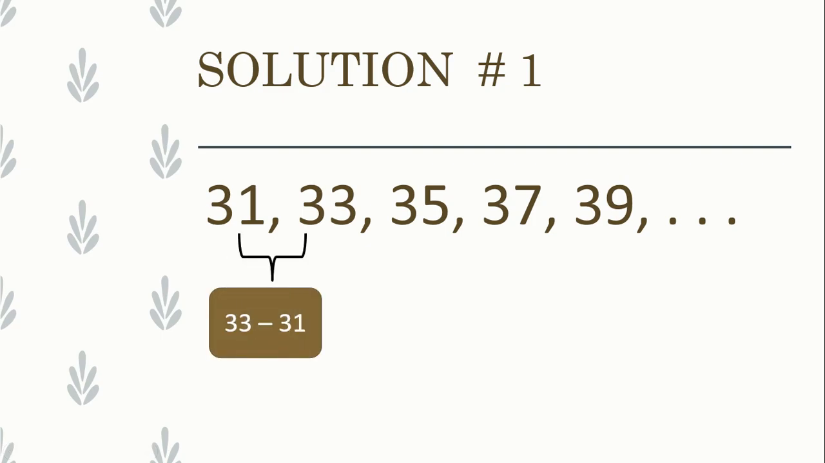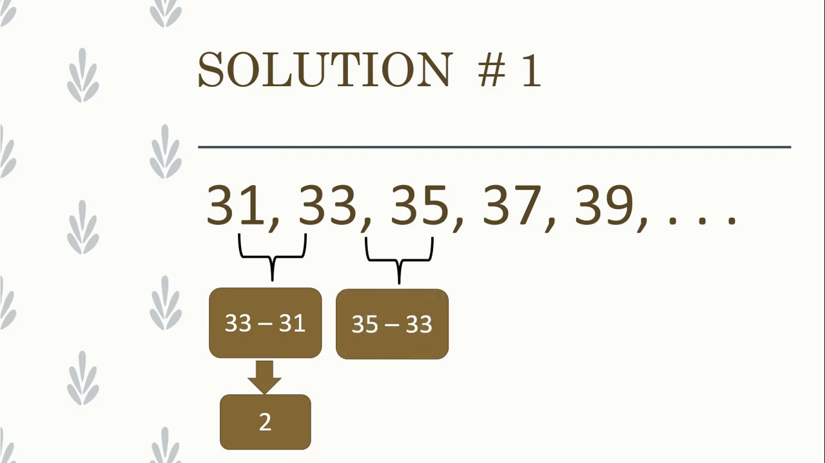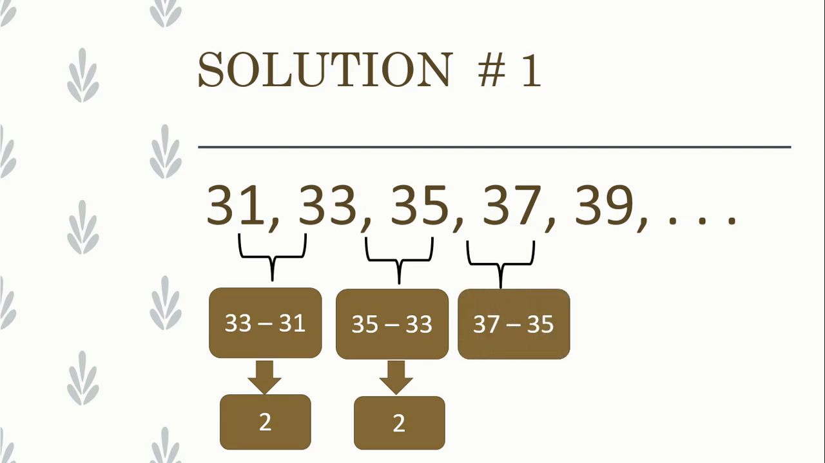The previous term of 33 is 31. Subtracting them, the answer is 2. The next consecutive terms are 33 and 35. The previous term of 35 is 33. Their difference is 2. The next two consecutive terms are 35 and 37.